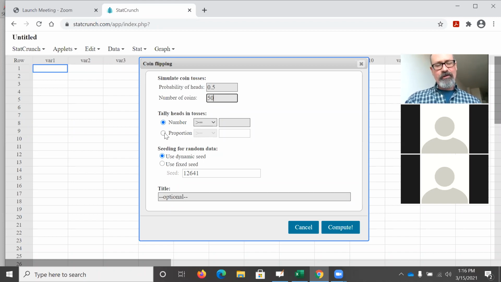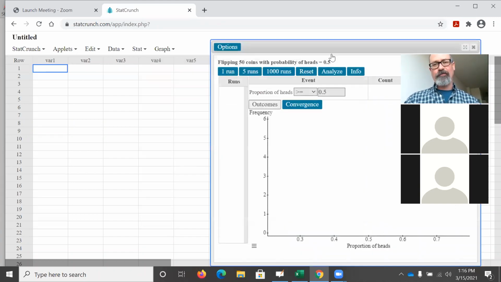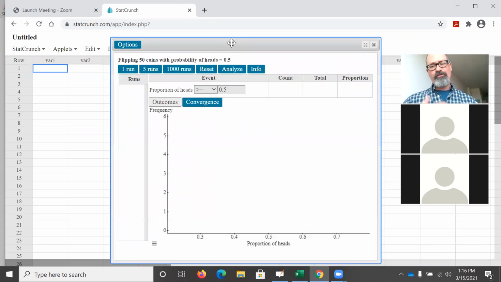I'm going to look at proportions here. So I signal proportions, some way of randomizing the data. Don't worry about that. And I hit compute. Now nothing's happened yet. What you're about to see is a simulation of what's going to happen if the coin is indeed fair. What does the universe of possibilities for the proportion of heads look like under the belief that the coin is fair? And then we can look at a couple of other things.